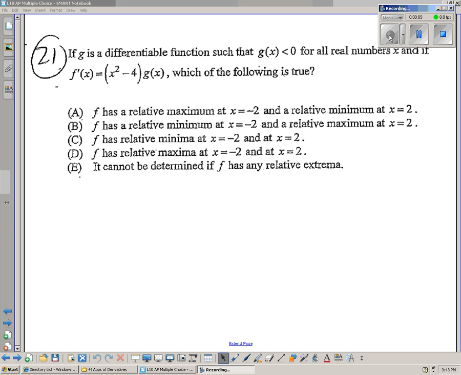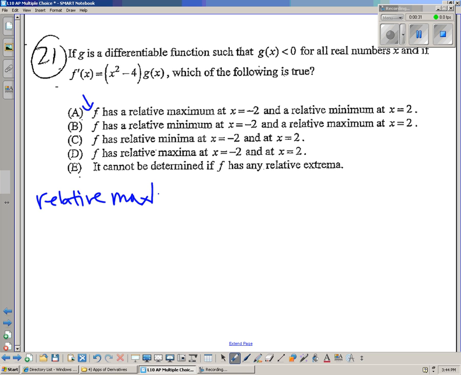So here's number 21. It says if g is a differentiable function such that g of x is less than 0 for all real numbers x, and f prime of x is x squared minus 4 times g of x, which of the following is true? And if you notice, all of the choices are talking about f. And they're talking about relative maxes and mins. So relative maxes and mins, we're going to look to f prime to tell us what's going on there.